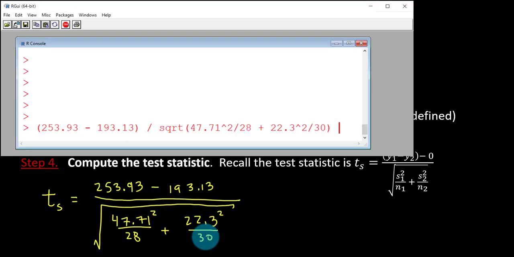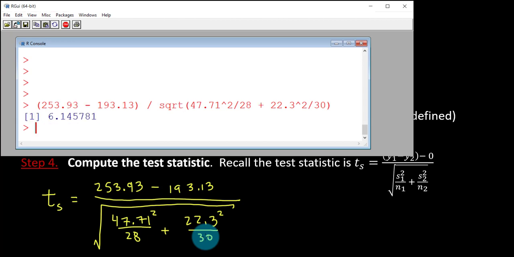I've opened up R to use as a calculator, and I am double checking my input looks correct. Let's compute our test statistic. Wow, that's a 6 and change. I want you to think about that as a test statistic. Is that a big or a small test statistic?